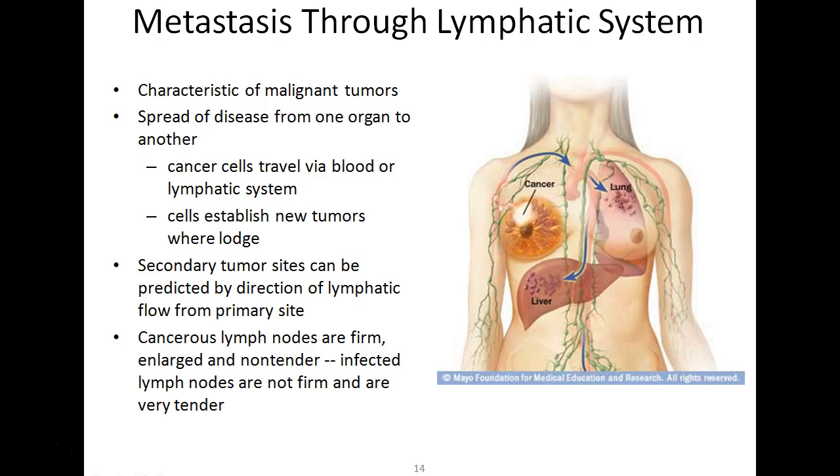Generally speaking, these cancerous cells break away from the primary tumor, and then they travel to other sites. That might possibly set the stage for another tumor formation where it ends up at, and the new site is going to be called the secondary tumor site. We might be able to palpate these cancerous lymph nodes. They're going to be firm, enlarged, and not tender, which contrasts with the infected lymph nodes, which are not firm. As you might recall, they are rather tender.